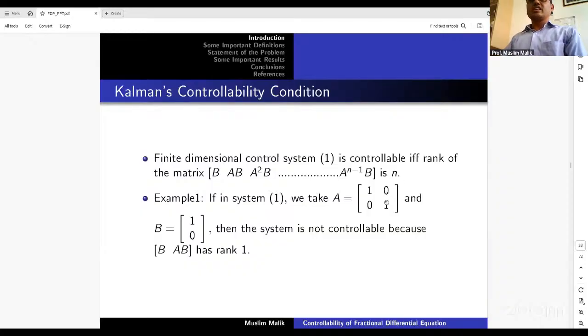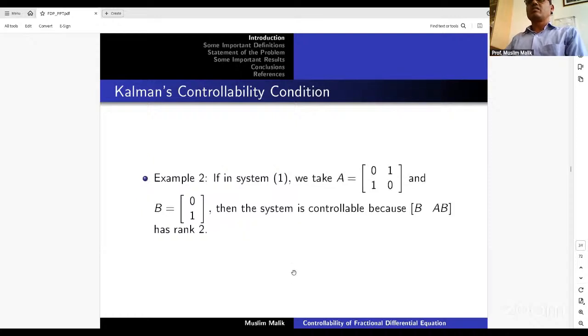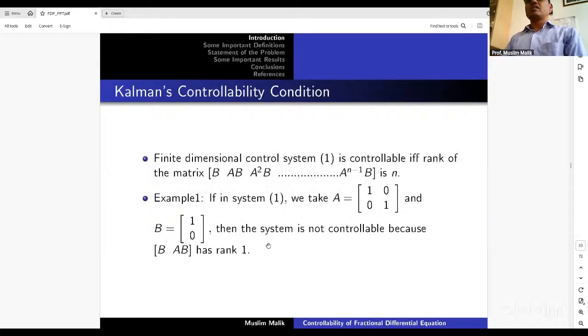So here we can take this matrix, and we will find that in one case it will be controllable, and in the other case it will not be controllable. Here it is controllable, and in this case it is not controllable.